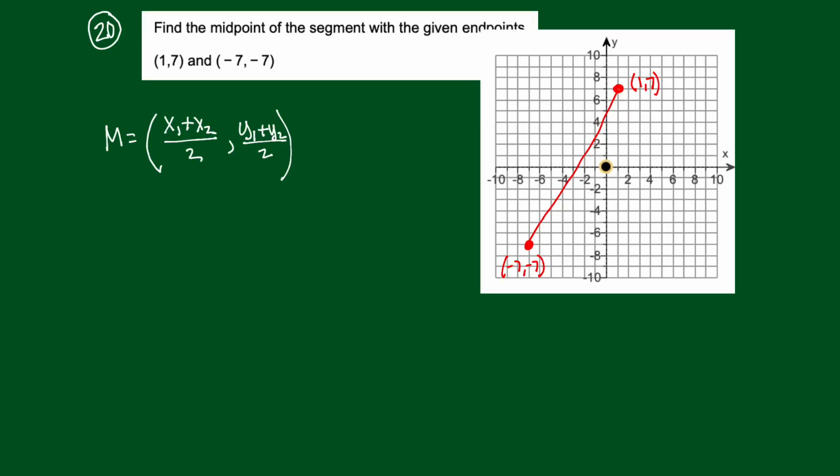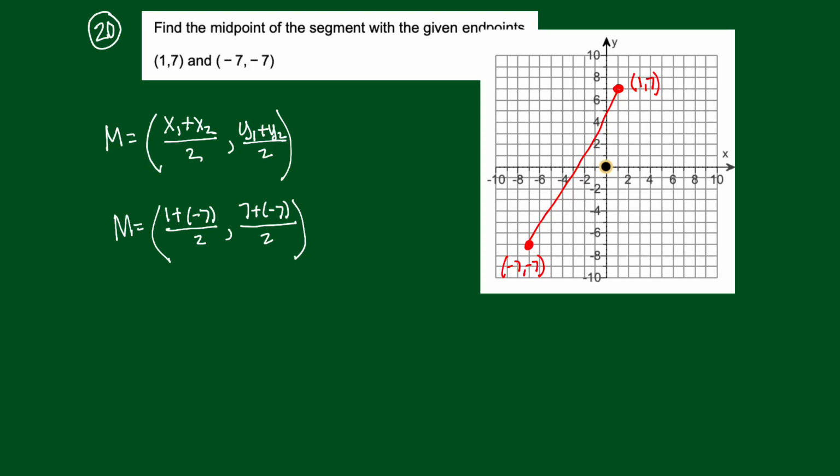So according to the formula, I am going to write the first x and the second x, add them together. Add the first x and the second x. Now the first x is a 1, the second x is a negative 7, so this is going to be 1 plus negative 7 over 2, comma, and then same for the y's. First y plus the second y, so first y I see is a 7 plus the second y, a negative 7. So this is going to be 7 plus negative 7. Going to get a 0 out of that.